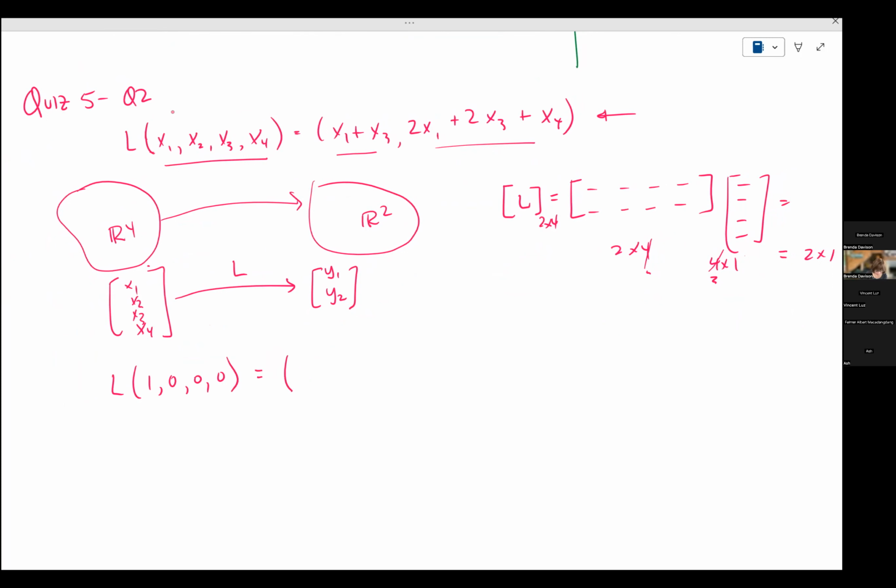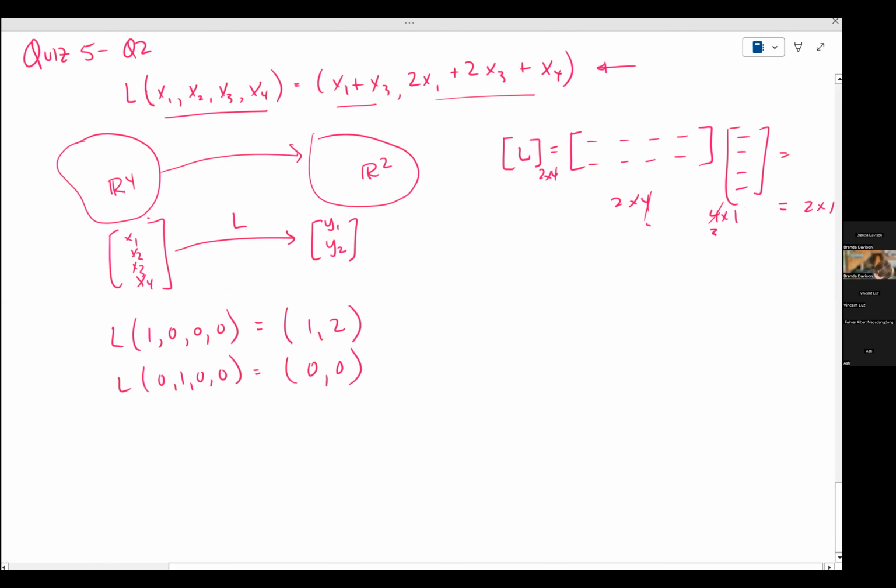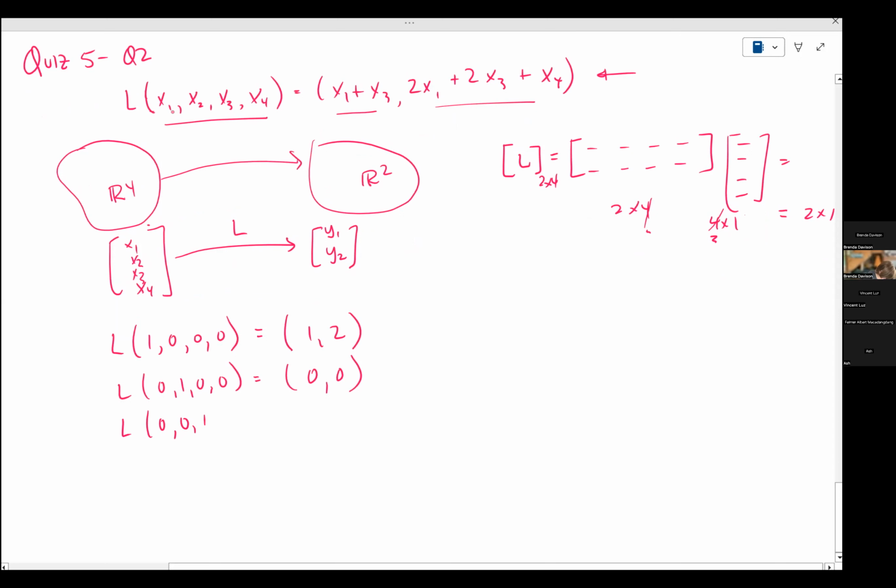So there are 4 basis vectors in R4. I ask, what happens to the first one? I see, okay, x1 is 1, so it's 1, 2. And then I do this for all 4 of them. Okay, x2 is 1. Let me copy this down. And then what's the next one? x3 is 1, so that's 1, 2. And then x4 is 1, 0, and x4 is 1.